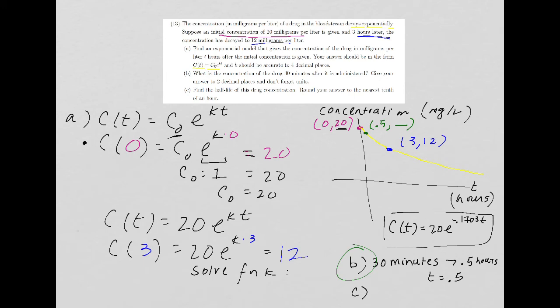I just want to give you kind of a quick visual of what each of these parts is asking. So part C is saying the half-life, and we started with 20 as the concentration. So the half-life, it was saying when would you have half of 20, which would be 10.